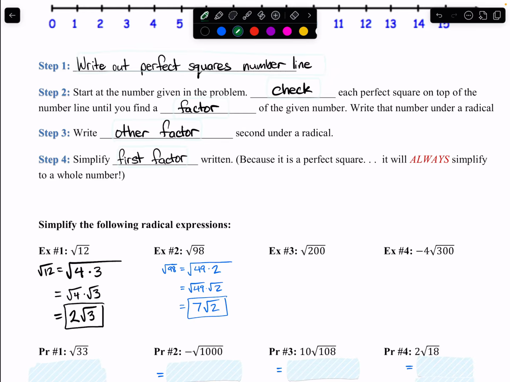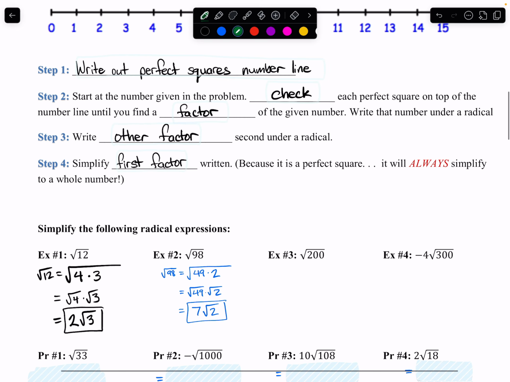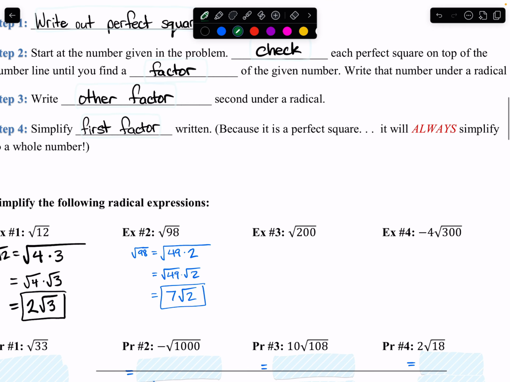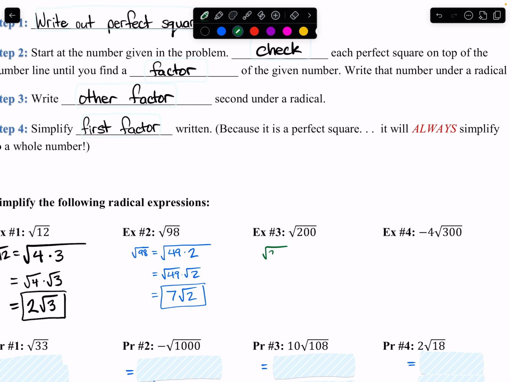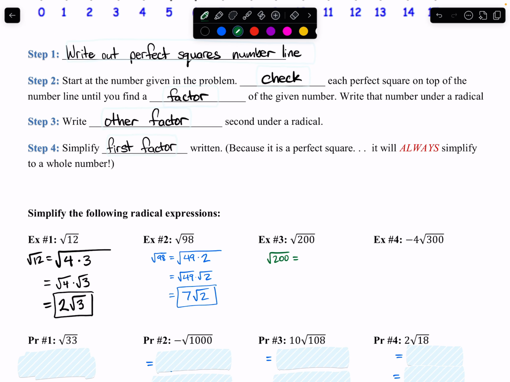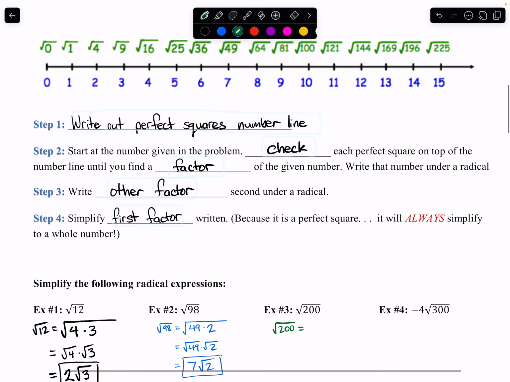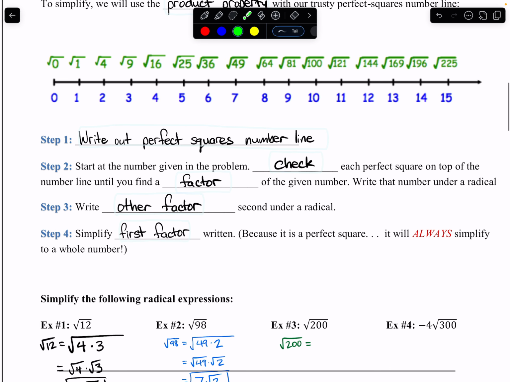Let's try example 3. And in fact, I'm going to make a mistake on purpose for this one. Let's say we've got the square root of 200. Now, according to our steps, we would look at our number line and try to find the biggest perfect square out of these green ones that's a factor of 200. And we should get 100 as that biggest perfect square.